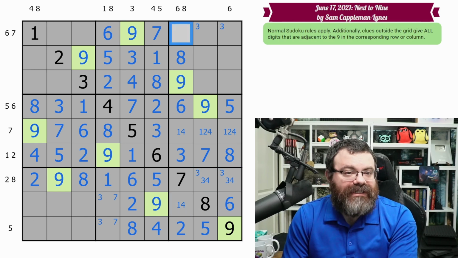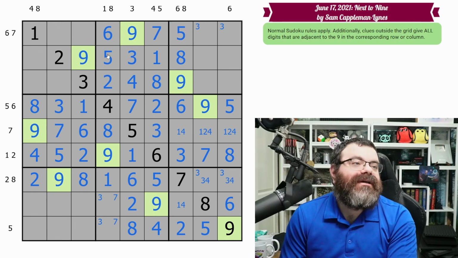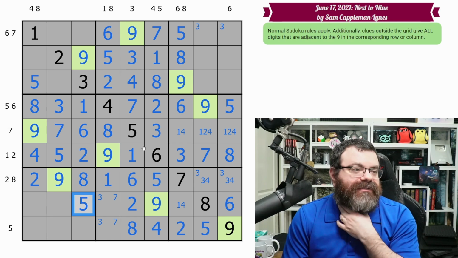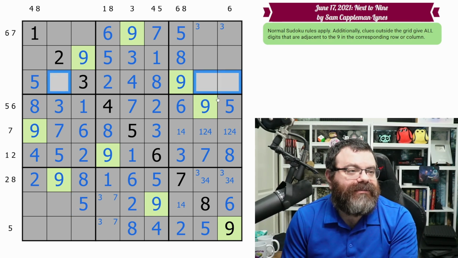Column has a 1, 4 pair. What's the digit that's missing? Looks like it's a 5. Okay, that places a 5 here. And it places a 5 there. 5s are done.